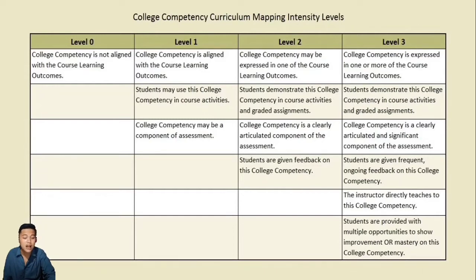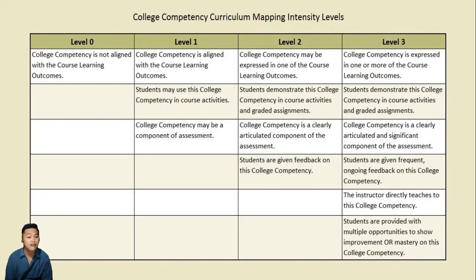For level 2, college competency may be expressed in one of the course learning outcomes. And then, students demonstrate this college competency in course activities and graded assignments. College competency is a clearly articulated component of the assessment. And lastly, students are given feedback on this college competency. So basically, mas taas ang level, mas better. The more na-align ang program learning outcomes sa course learning outcomes.